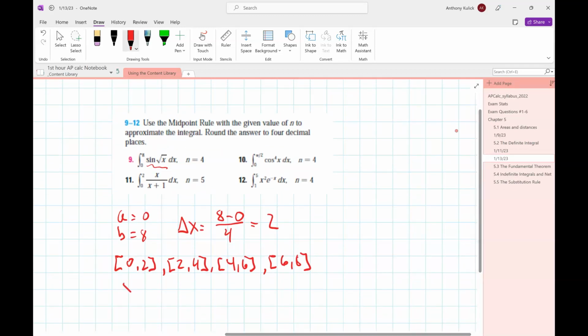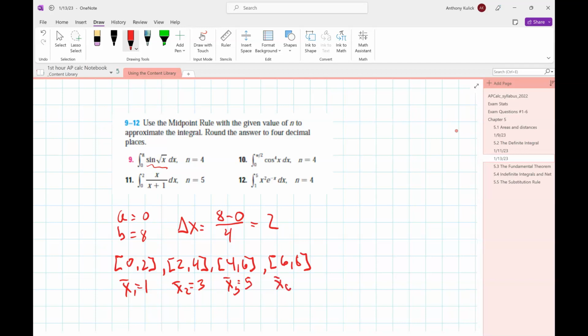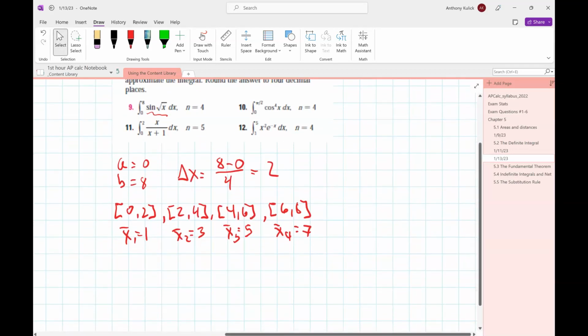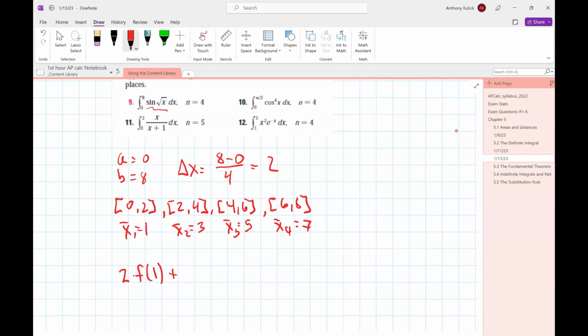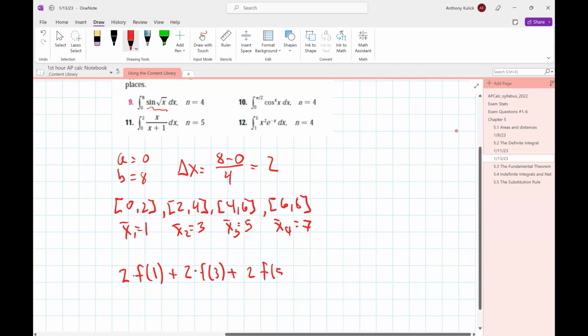So the midpoint in my first interval would be 1. The midpoint in my second interval would be 3. The midpoint in my third interval is 5. And the midpoint in my fourth interval is 7. So what I'm going to have here is delta x times f of 1 plus delta x times f of 3 plus delta x times f of 5 plus delta x times f of 7.